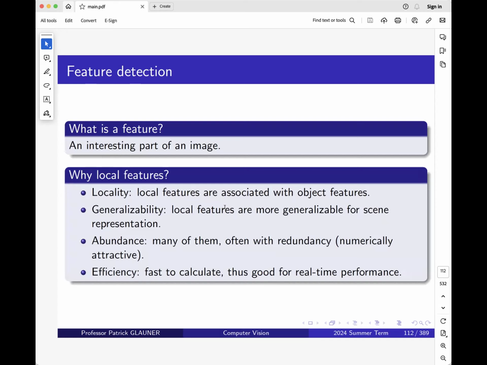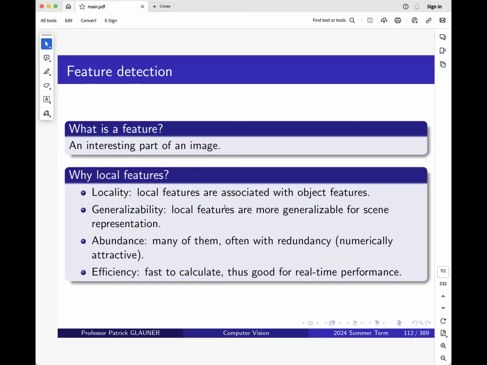It is obviously not just machine learning in computer vision, but plenty of other algorithms as well. And typically a lot of feature detection algorithms are quite efficient. So we can calculate local features efficiently, which can be helpful for real-time performance. There are obviously some feature detectors that are quite slow, but we'll be making a distinction here as well.